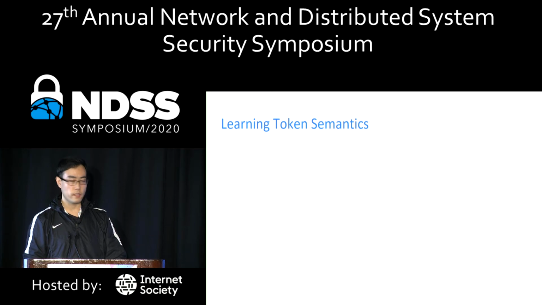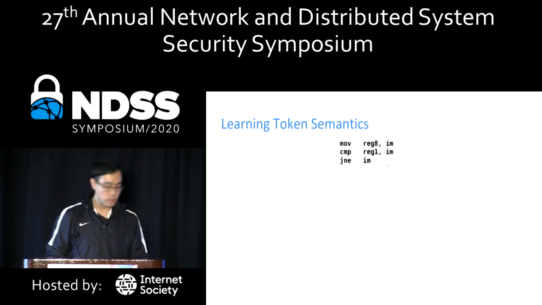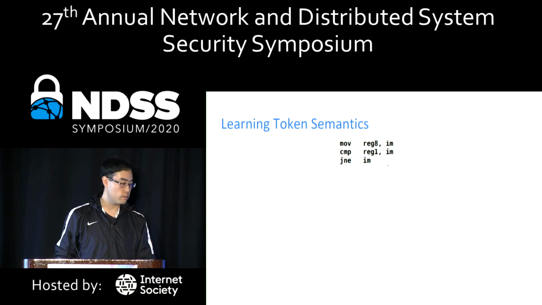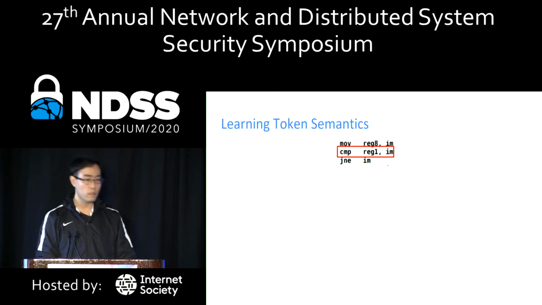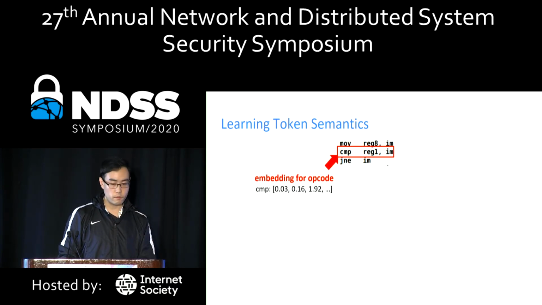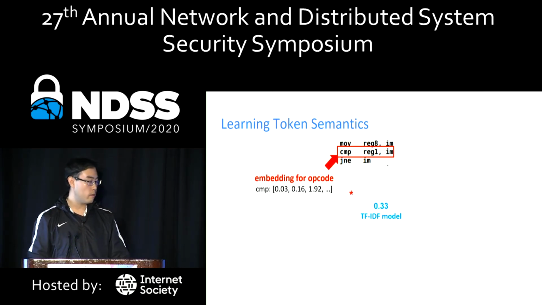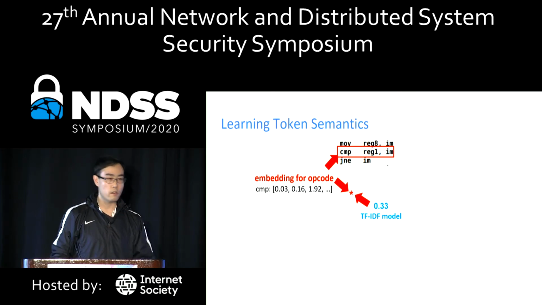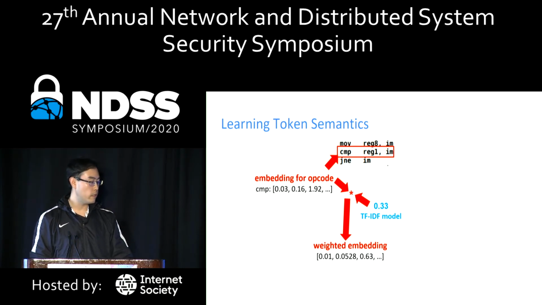So let me give you a concrete example. Consider this basic block that contains three instructions. Let's consider the one in the middle, the compare. First of all, we extract the embedding for compare, and we multiply it by the TF-IDF frequency weight. Since we have three instructions here and they are all distinct, each one is weighted equally. And once we have that, we have a weighted embedding for that opcode.